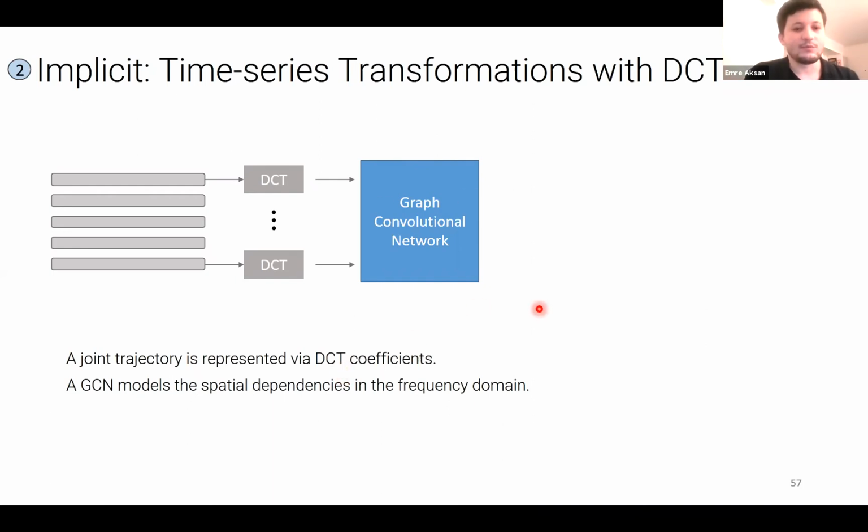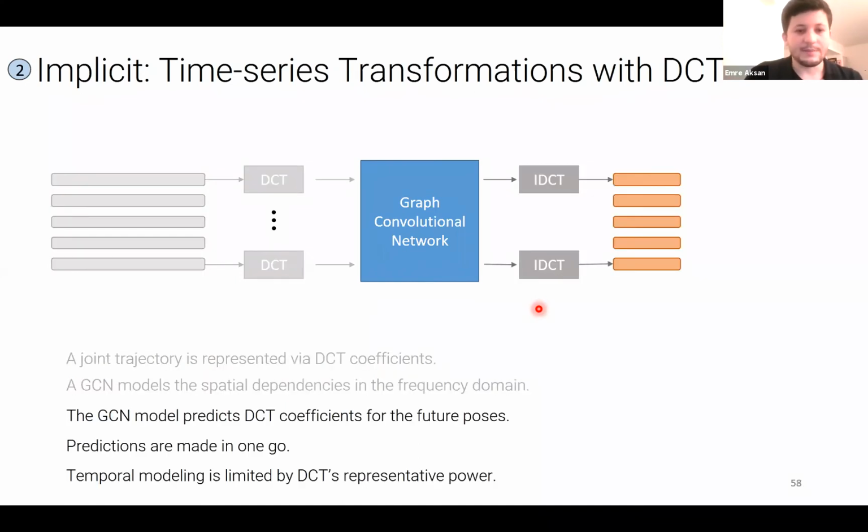And then a graph convolutional network tries to learn the skeletal structure. So it makes the predictions for the future in the DCT frequency domain, and then we run the inverse DCT to get the trajectories into the future. So this is how it works. And as I said, it's implicit because it doesn't look at every step explicitly, but it looks at the entire sequence. It takes the entire sequence and makes the predictions in one go.